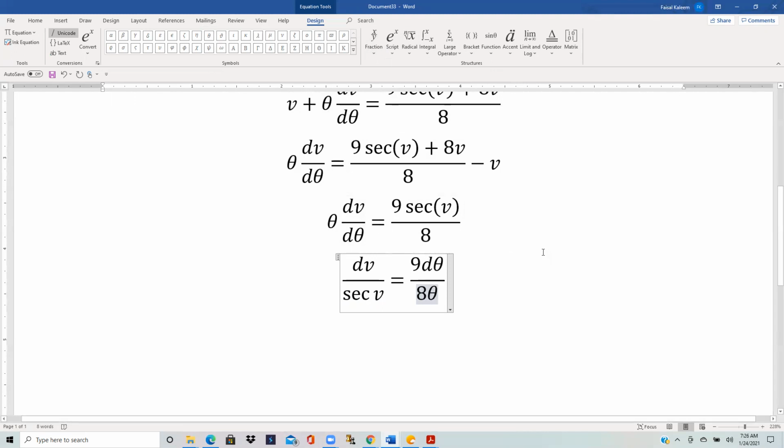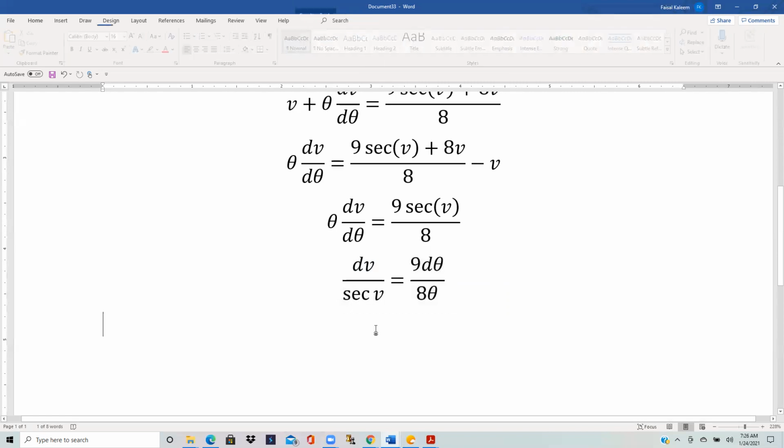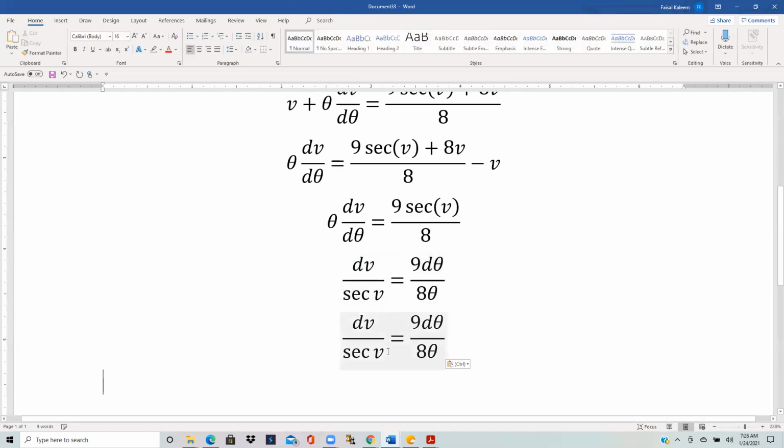Okay, so let's see, we have everything. 9 over 8, this theta has come down, this secant v has gone here. So now apparently this looks like a very difficult integral, the dv over secant v, but remember 1 over secant is cosine. So this dv over secant v is just cosine v dv.